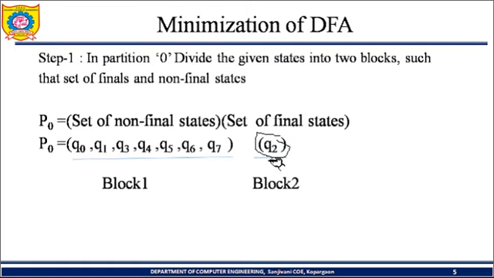So no need to check block 2, but in block 1 a total of 7 states are there, that is Q0, 1, 3, 4, 5, 6, 7. So we have to divide that block into equivalent states. We have to check whether any 2 states or 3 states will perform the same operation or not.